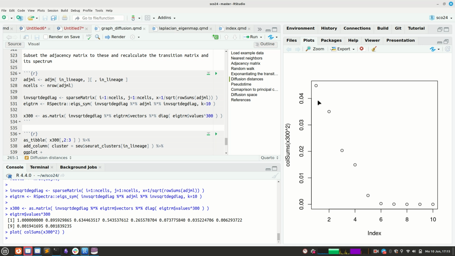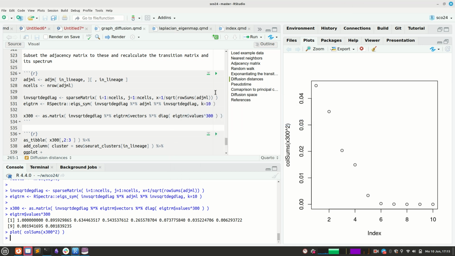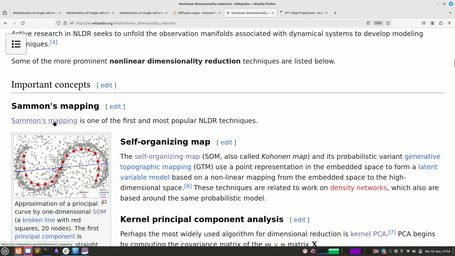And it took over the decades quite a bit of effort for people to understand what is possible and what is not possible. The starting point of the whole thing, as very nicely put here, is something I didn't even know was called Sammon's mapping.